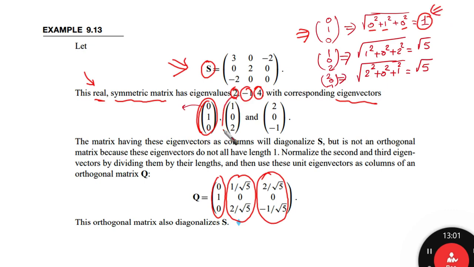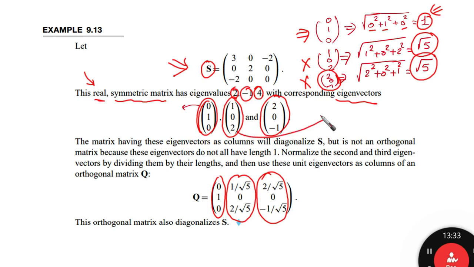Okay, what about the second and the third eigenvectors? Let's get their magnitudes. For (1, 0, 2), the magnitude is the square root of 5, and for the third eigenvector, the magnitude is also the radical of 5, or the square root of 5. What is the meaning of this? This means that the second and the third are not unit eigenvectors. We need to change them to unit eigenvectors.